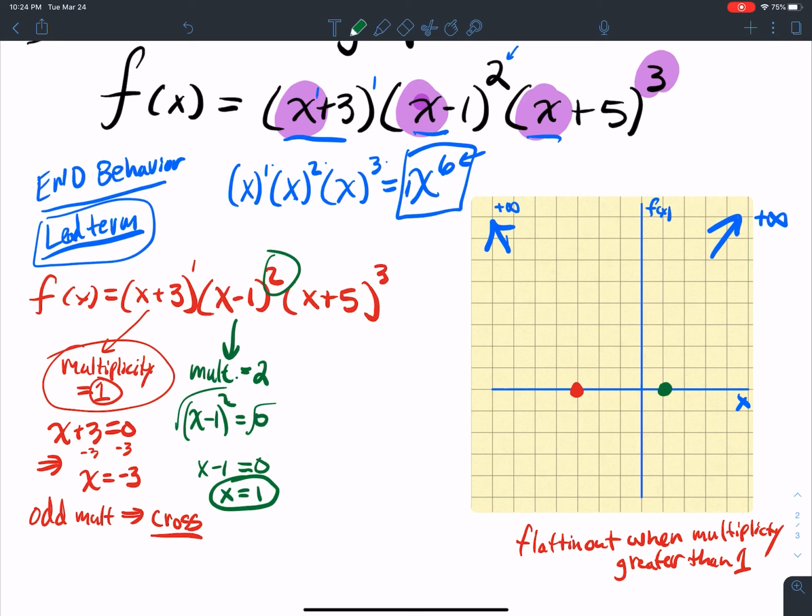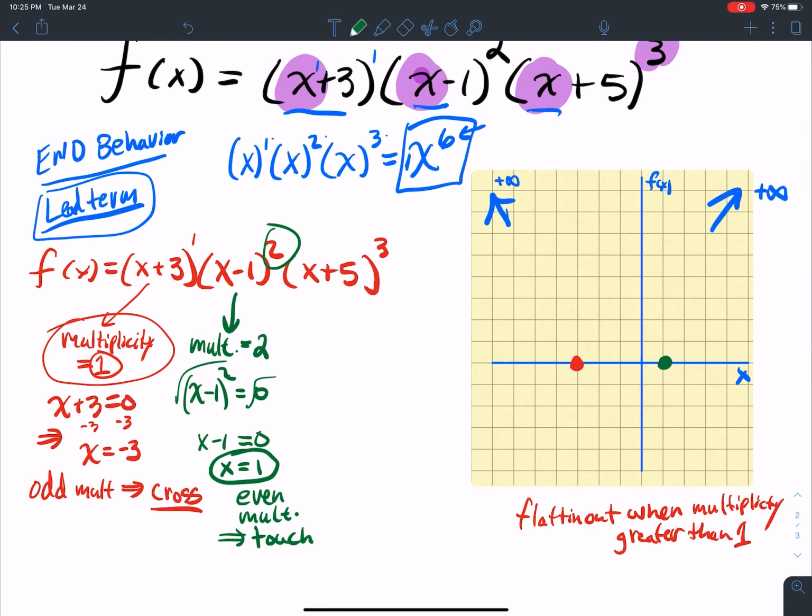However, this one has an even multiplicity. Even multiplicity tells me that I bounce, which the word we use in here is touch. So I come down and I touch the axis and I go back. Or the other way, I come down, I touch the axis and I go down, right? So that tells me to touch it. Do I flatten out? The multiplicity is 2. It's greater than 1, so I do flatten out.